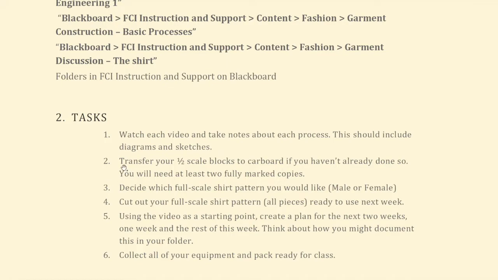Okay. Number 2, transfer your half-scale blocks to cardboard if you haven't already done so. So this is the second time I've reminded you in one of these task lists, and the 3rd time I've told you to do it. So you're going to need at least 2 fully mounted copies. So please make sure you do that.